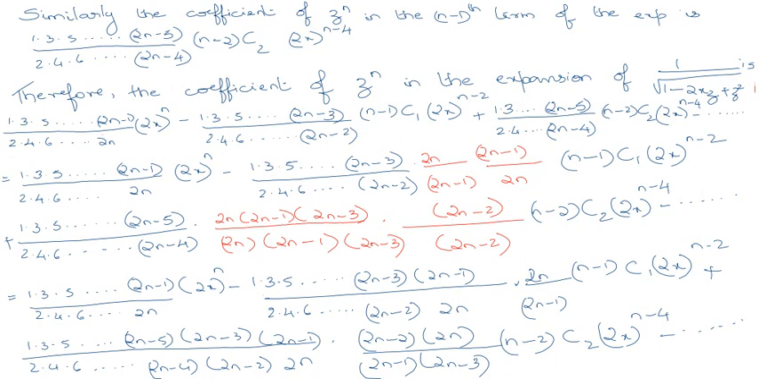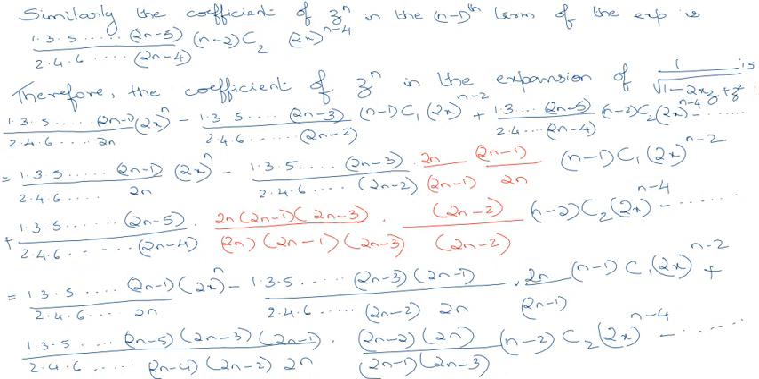That is, the second term can be written as 1 into 3 into 5 etc. 2n minus 3 into 2n minus 1 into 2n divided by, this is 2 into 4 into 6 etc. 2n minus 2 into 2n. Okay, so that is written here. First term is the same.